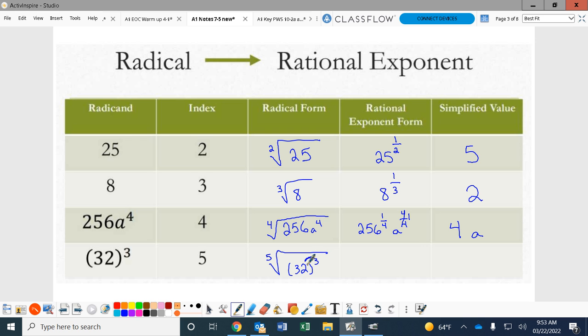Now, it's not going to change this one at all because the power on the 32 is a 1, and 1 times 3 would just be 3, but it could change it. If it was any other power, it could make it completely different. So I'm going to rewrite it real quick as just 32 to the 3rd power. I'm going to distribute that 3 to everything inside that. There's only one thing inside there, guys, so it doesn't make it very different. And if I'm going to write that 32 as my radicand, as my base number right there, what's the fraction going to be on my 32? 3/5. Good. 3/5.